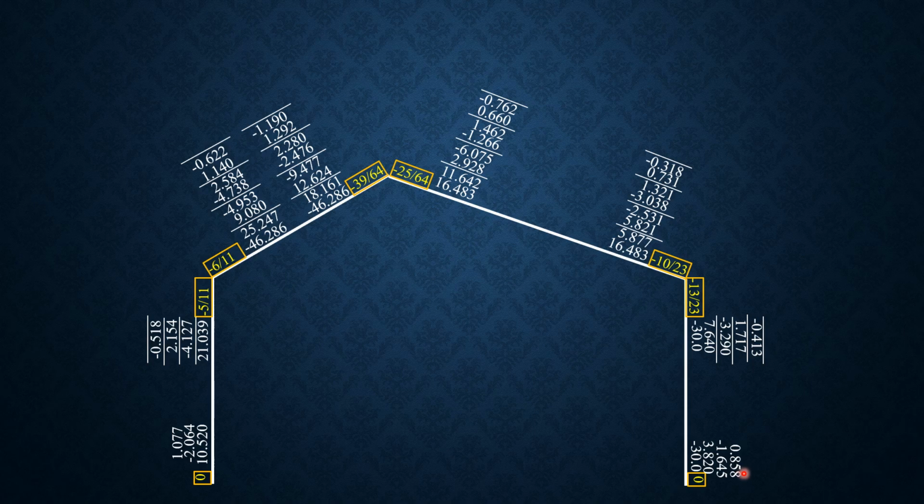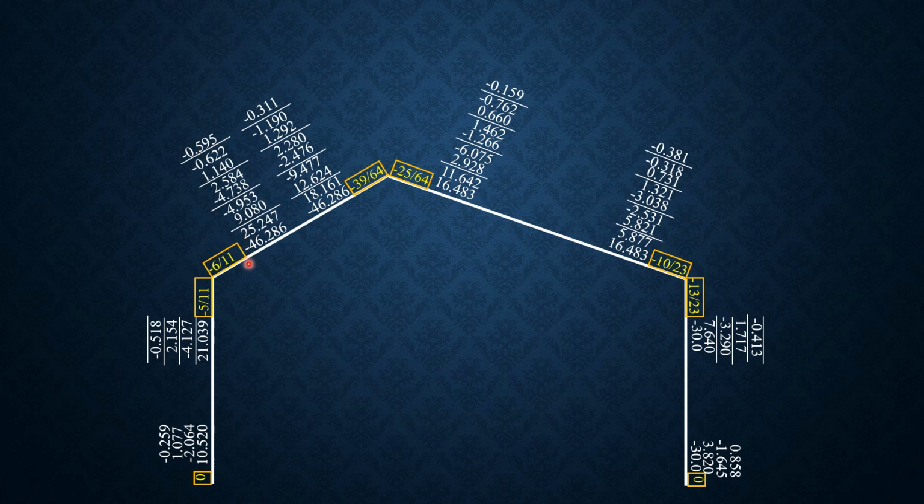Then carry over 0 here, half of negative 0.518, half of negative 1.19, half of negative 0.622, half of negative 0.318, half of negative 0.762. So 0 here, half of negative 0.413.